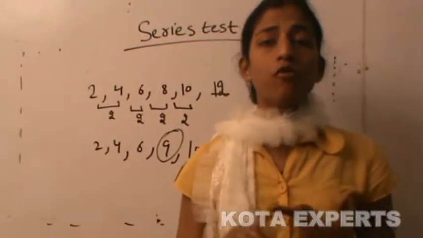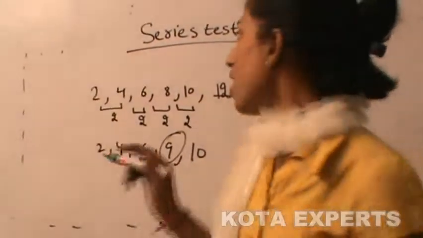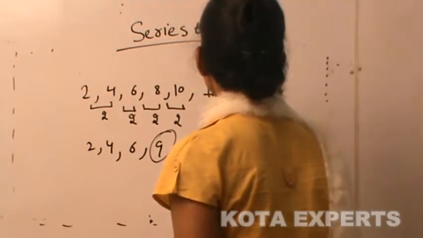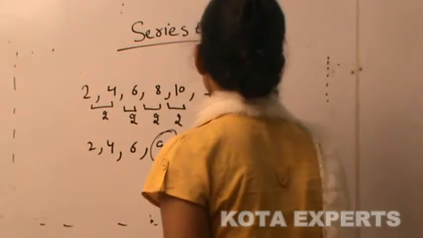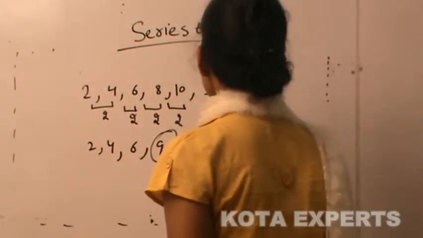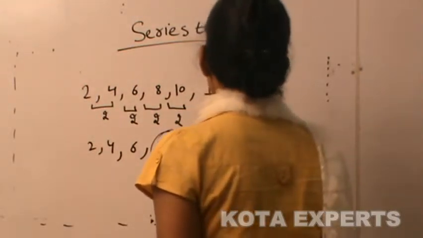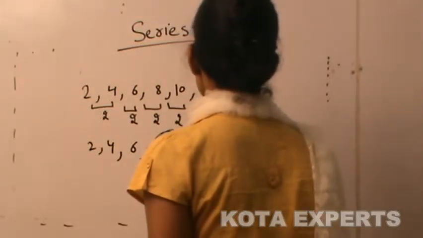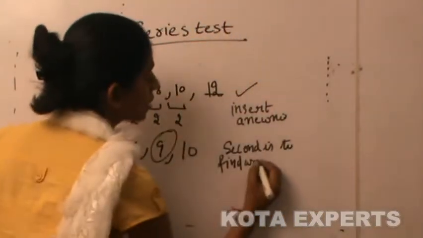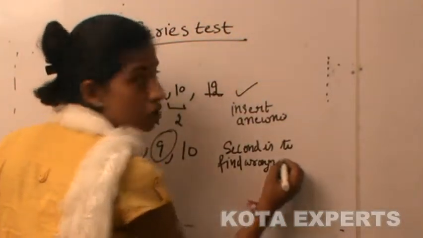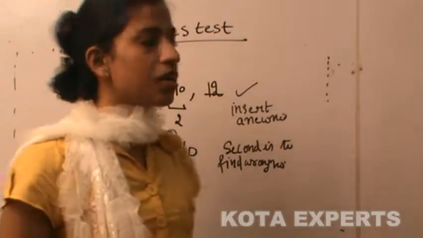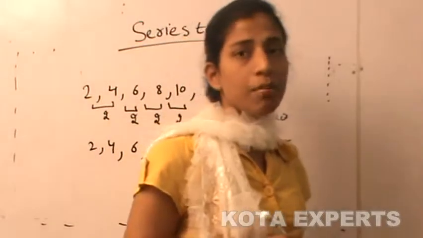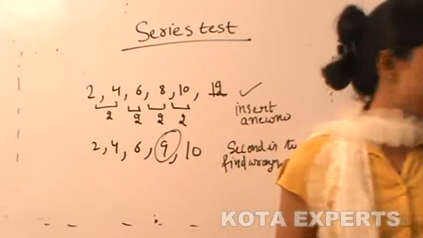So two types of questions can be done in the series. One is to insert a new number, and second is to find the wrong number. So is it clear? And we are going to solve the DPP number 2, that is series test.